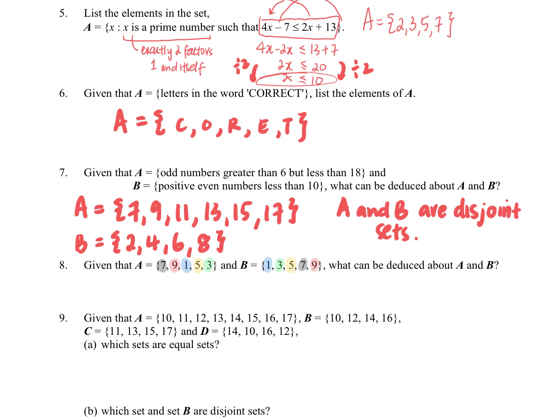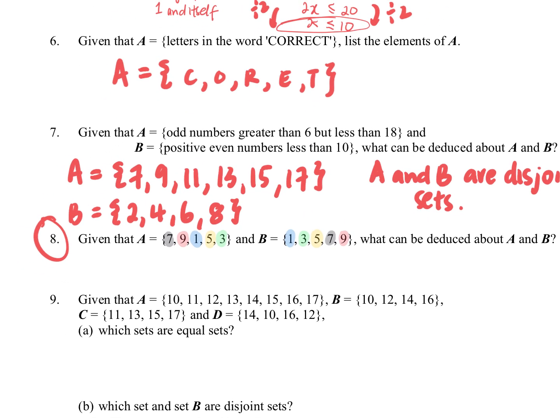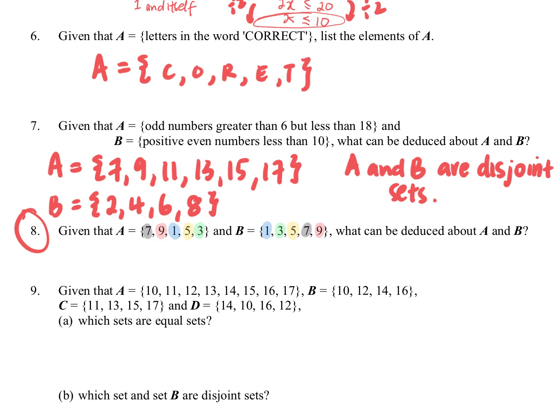Okay, what can you deduce about A and B? Jamil. What can you tell about A and B? A and B. Question 8. Odd numbers, yes, but the sets A and B, what can you tell about them?